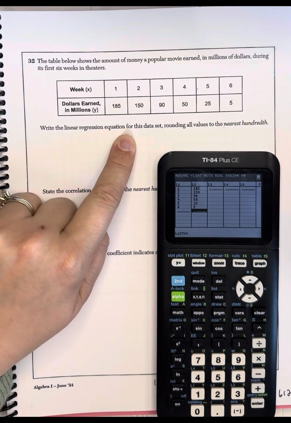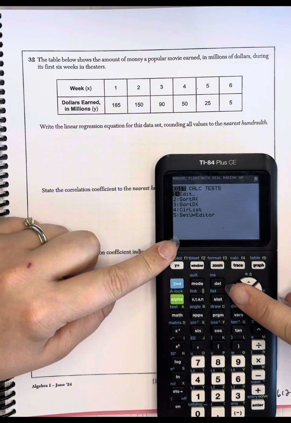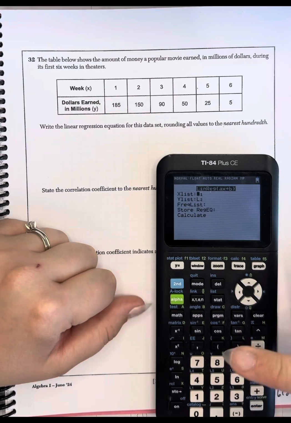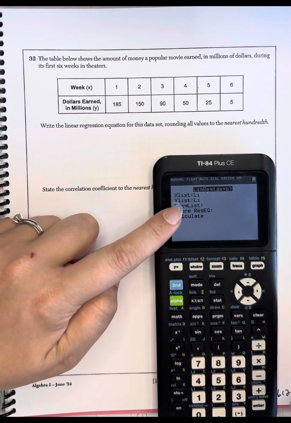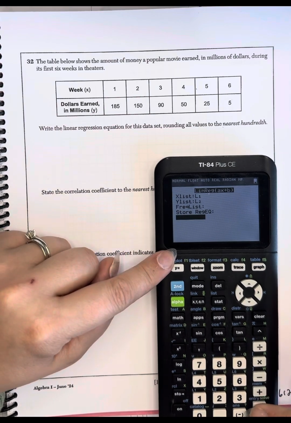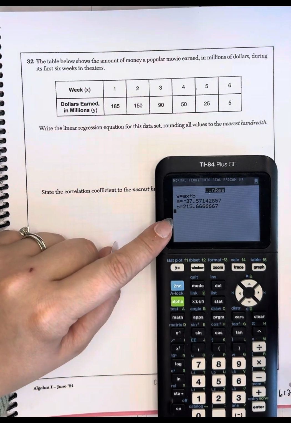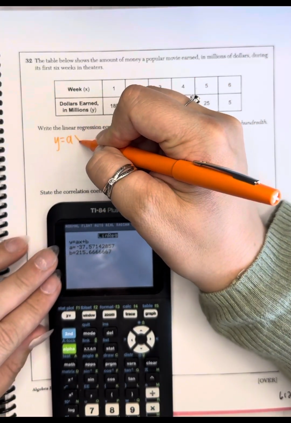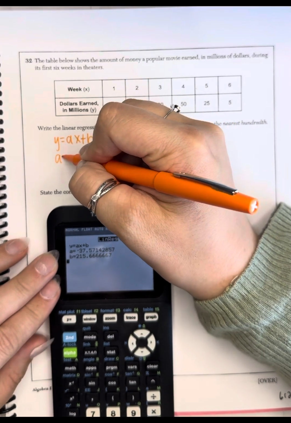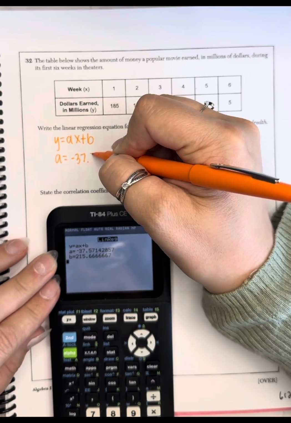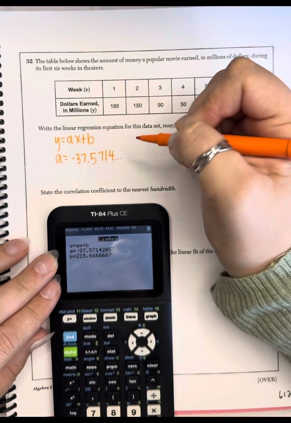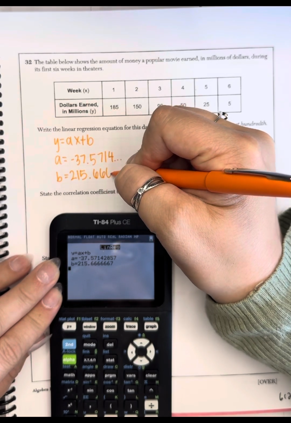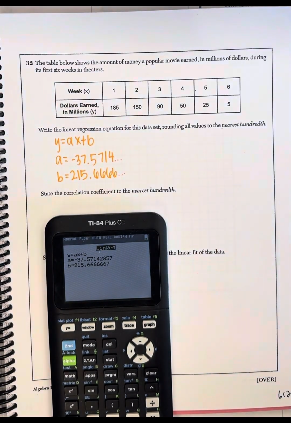Because I want the linear regression, I'm going to hit stat again, go over to calc, and choose linear regression, which is 4. Make sure I have x list as L1, y list is L2, and then go ahead and calculate that. So now I can make my equation. I'm just going to copy all of this stuff down first. So y equals ax plus b with an a value of negative 37.5714 whatever, and a b value of 215.66666 forever and ever.